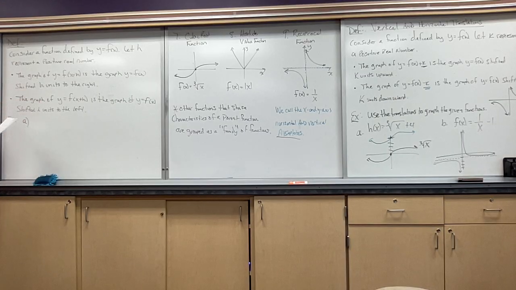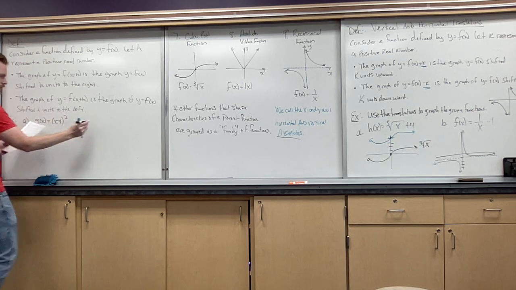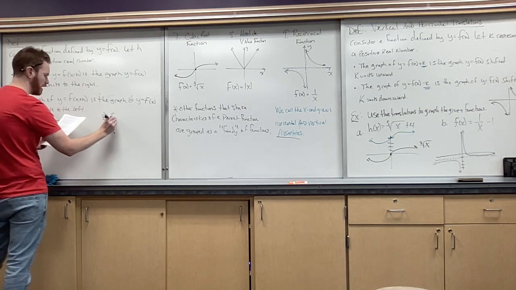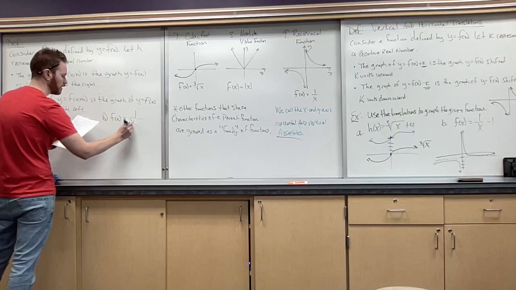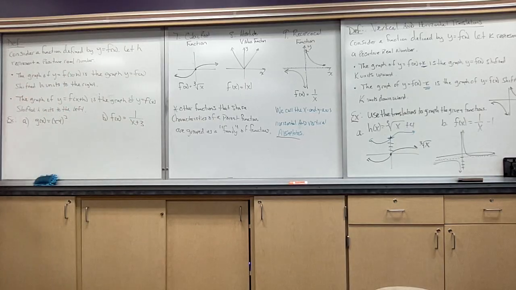Same instructions. I'm not going to write the instructions again. We're just going to graph it. So we have g of x equals (x minus 4) squared. And then for b, we have f of x equals 1 over (x plus 3).